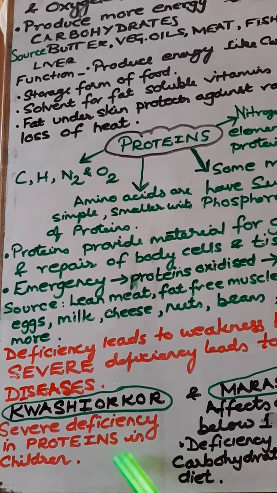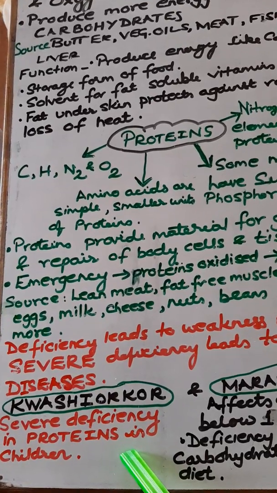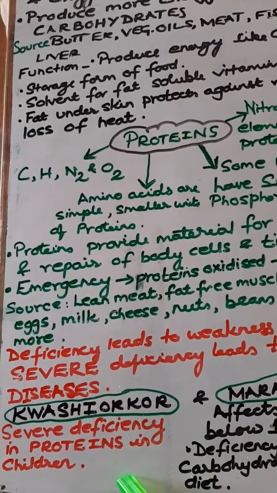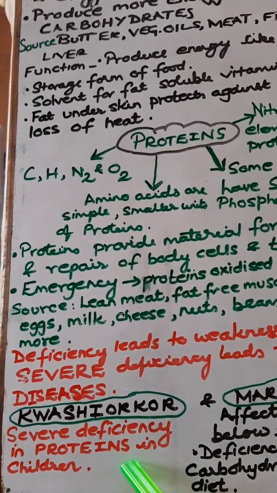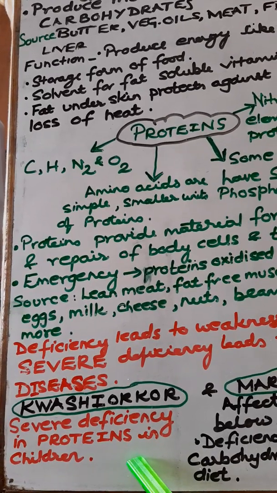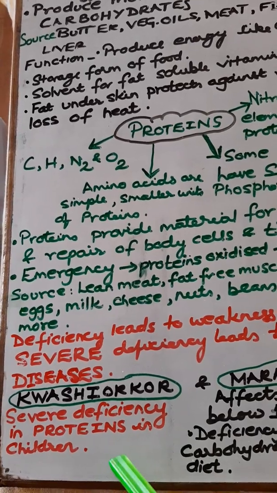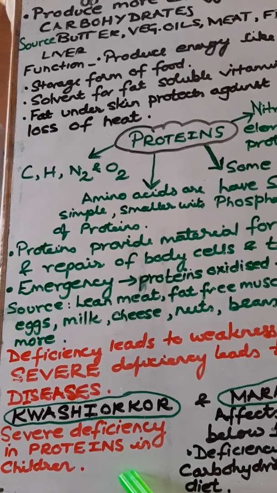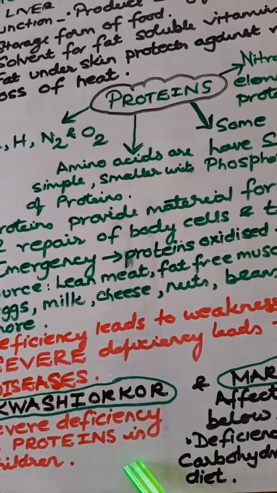The child is having breast milk, but all of a sudden the child is weaned off, stopped from having breast milk, because maybe another child has come into the family, and that child is given a diet rich in carbohydrates but poor in proteins and other things. Say only a carbohydrate rich diet. That child suffers from kwashiorkor.